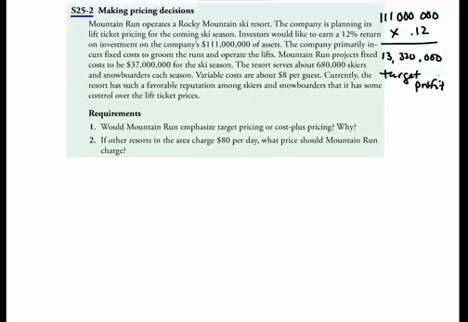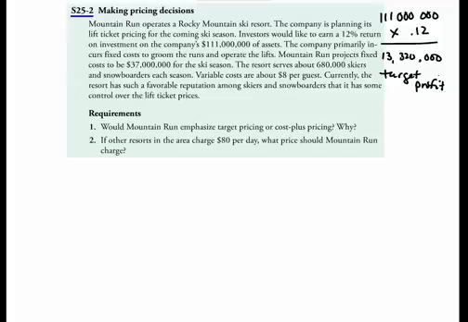The company primarily incurs fixed costs to groom the runs and operate the lifts. Their fixed costs are $37 million. They serve about 680,000 skiers. Variable costs are $8 a guest. Currently, they have such a favorable reputation among skiers and snowboarders that it has some control over the lift price. So would they want to use target or cost plus?